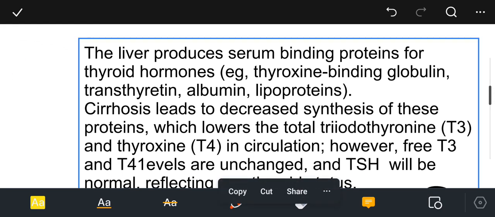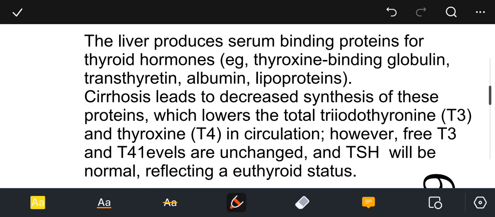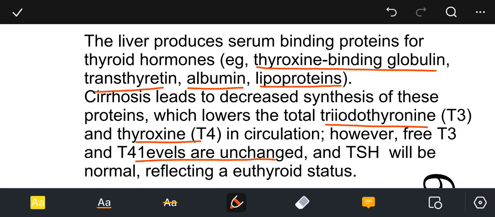Over here they are saying that the liver produces serum binding proteins for the thyroid hormones, for example thyroxine binding globulin, transthyretin, albumin, and lipoproteins. Cirrhosis leads to decreased synthesis of these proteins, which lowers the total triiodothyronine T3 and thyroxine T4 in circulation. However, the free T3 and T4 levels are unchanged, and TSH will be normal, reflecting a euthyroid status.